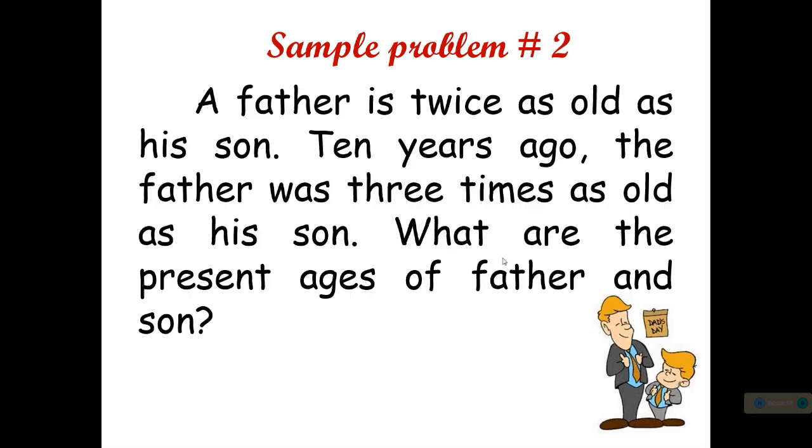Okay, so let's now have problem 2. In problem 2, a father is twice as old as his son. 10 years ago, the father was 3 times as old as his son. What are the present ages of father and son? Okay, so again, a father is twice as old as his son. 10 years ago, the father was 3 times as old as his son. What are the present ages of father and son?